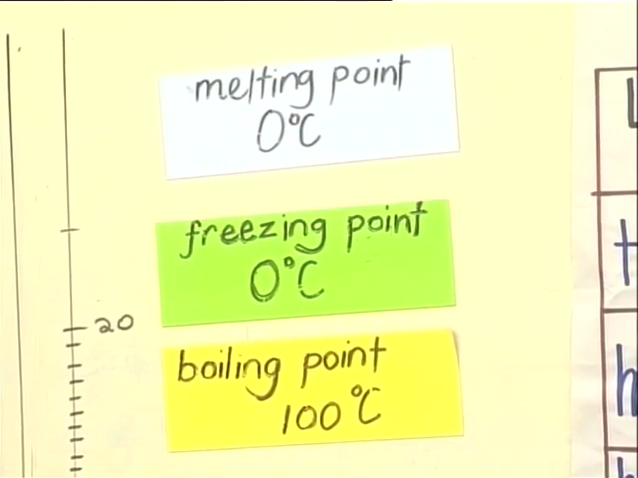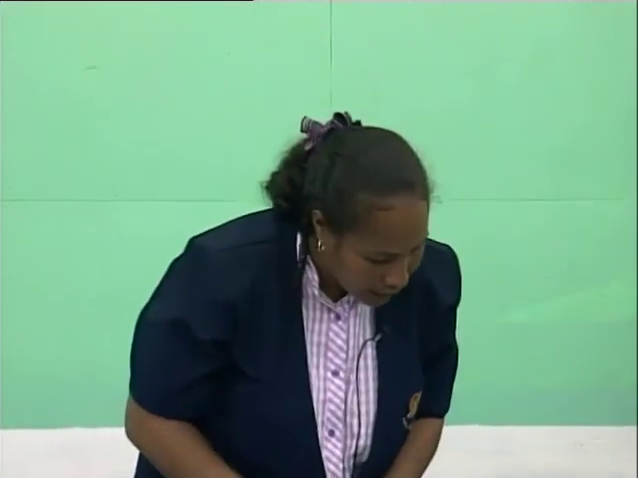Okay, so those are some basic facts. And what is the temperature of your body, your normal body temperature? 37 degrees. Okay, if your normal body temperature is 20, that means you are sick. Something is wrong with your body. The normal body temperature is 37 degrees. All right, enough of that. Let's go on to our activity for today.